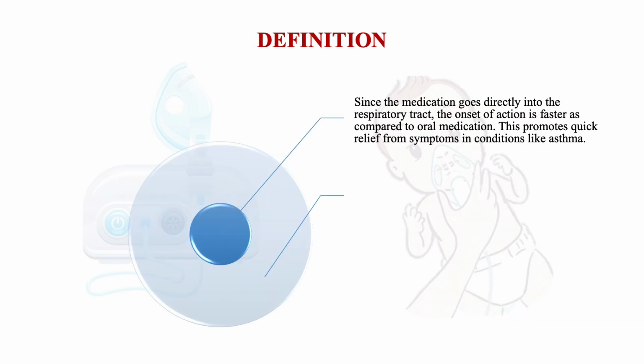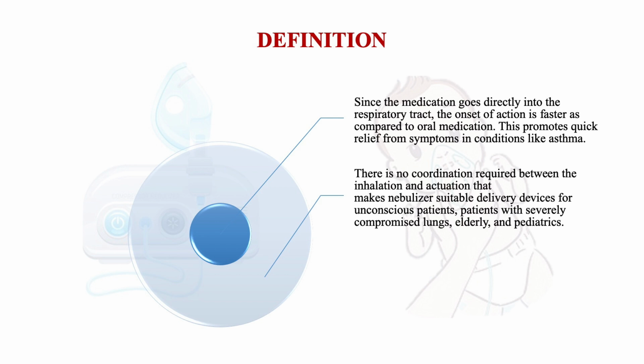Since the medication goes directly into the respiratory tract, the onset of action is faster as compared to oral medication. This promotes quick relief from symptoms in conditions like asthma. There is no coordination required between the inhalation and actuation, which makes the nebulizer a suitable delivery device for unconscious patients, patients with severely compromised lungs, elderly and pediatrics.